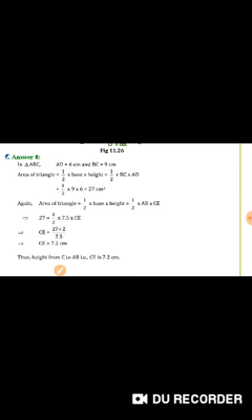So this is all about the area and perimeter of the rectangle, square, triangle and parallelogram. Next, we can study the circle in the next class. Thank you.